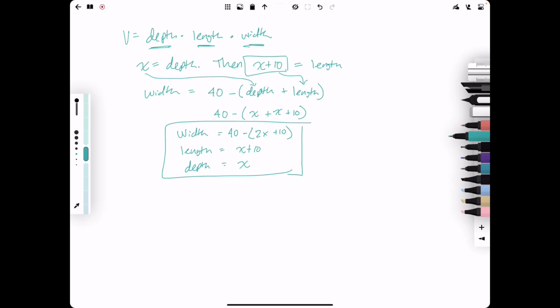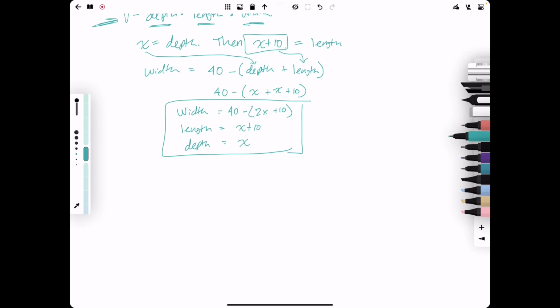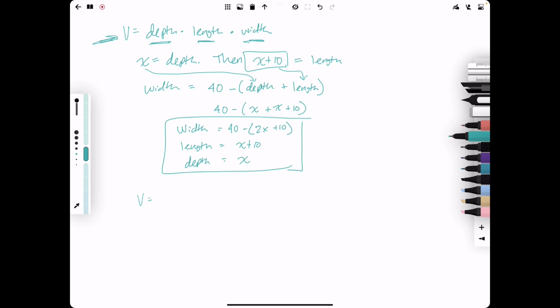Okay, so using this up here, volume is depth times length times width. Depth is x. Volume equals x times x plus 10 times 40, and I'll make this a bracket just because there are parentheses within there, minus 2x plus 10. It doesn't really matter.